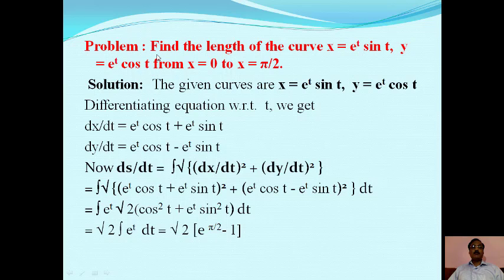Now we have another problem for the parametric formula. Find the length of the curve x equals e raised to the power t sin t, y equals e raised to the power t cos t, from t equals 0 to t equals pi by 2.